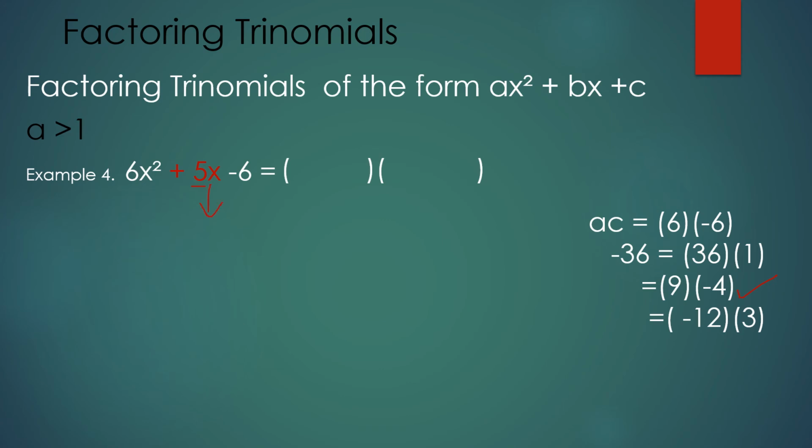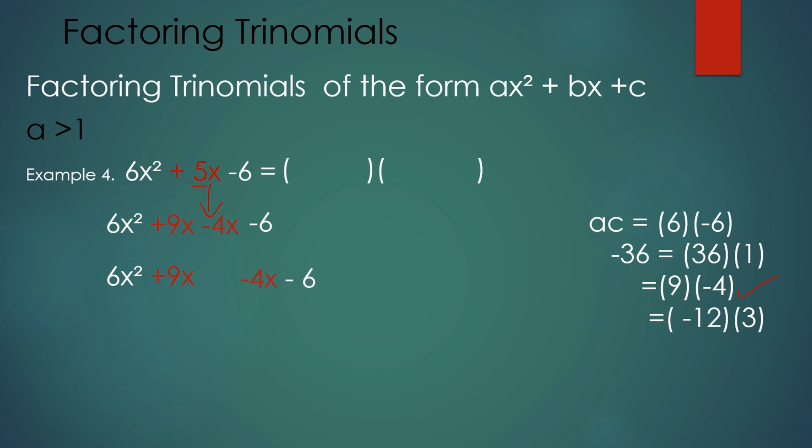Now, second step, i-rewrite natin itong 5x. But bago yan, kopyahin lang muna natin yung 6x squared. So instead of writing 5x, isulat natin ang 9x minus 4x. So ayan. And then copy lang yung last term na negative 6. Next, pagsamahin natin itong first two terms at pagsamahin din natin yung last two terms.